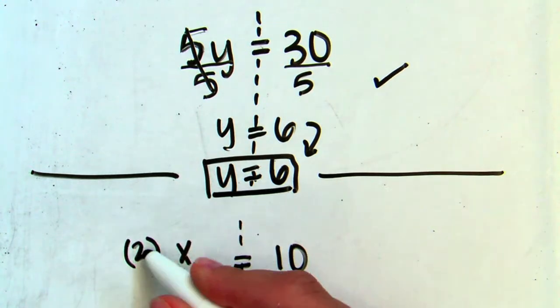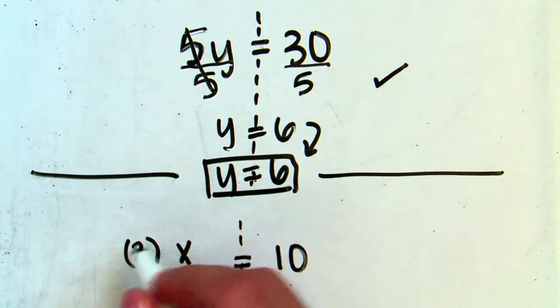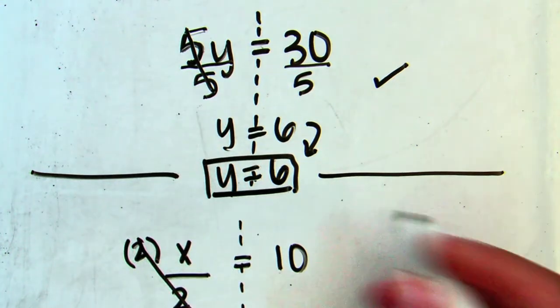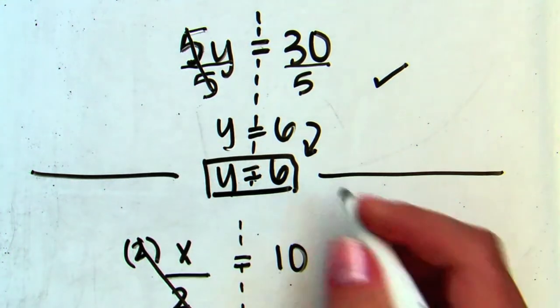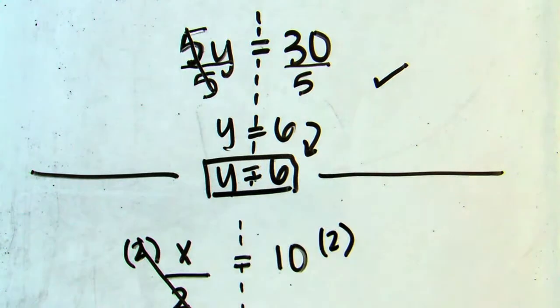So 2 over 2, these guys cancel out. If you multiply by 2 on the left side, you have to also multiply 2 on the right side. X is alone because 2 over 2 cancels out. So now you have x equals 20. And you have just solved and figured out your answer.